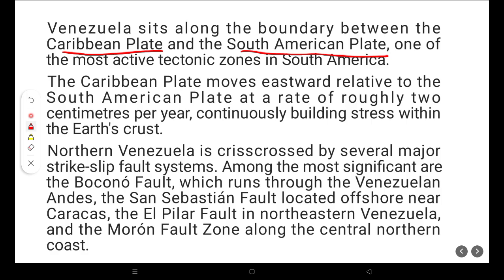Northern Venezuela is crisscrossed by several major strike slip faults. Among the most significant are the Bocono fault, which runs through the Venezuelan Andes, and the San Sebastian fault, which is a major fault located offshore of Caracas. Caracas is the place where most destruction has taken place, and this is most probably the origin of the earthquake. And the El Pilar fault in northeastern Venezuela, and the Moron fault zone along the central northern coast.